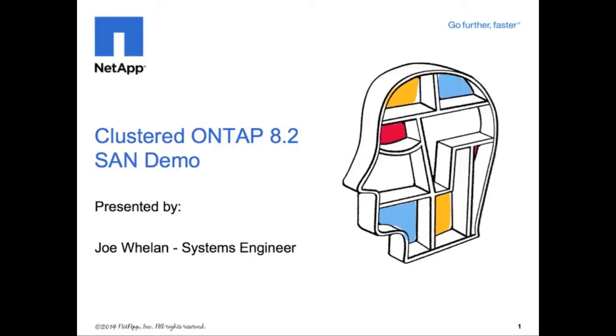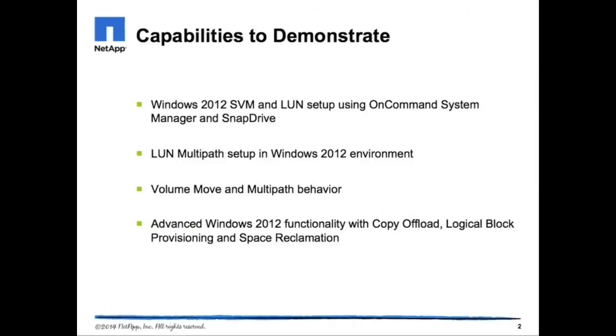Today we're going to be looking at a SAN demonstration for block protocols running on Clustered ONTAP 8.2. Some capabilities we're going to demonstrate today are setting up a storage virtual machine and presenting LUNs to a Windows 2012 host. We're going to be using OnCommand System Manager and SnapDrive to achieve this. We're going to set up multipathing on a Windows 2012 server, and we're also going to be doing volume moves using data motion and understanding how that affects multipath behavior. Some advanced functionality is copy offload, logical block provisioning, and some space reclamation functions. We're seeing how that affects the SAN protocols.